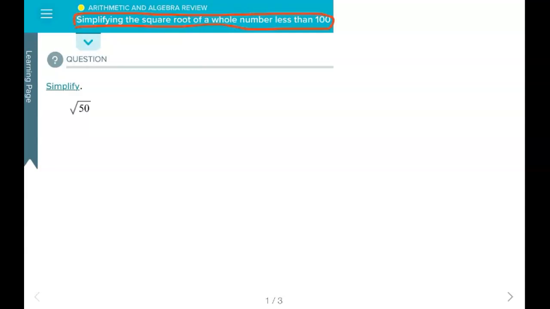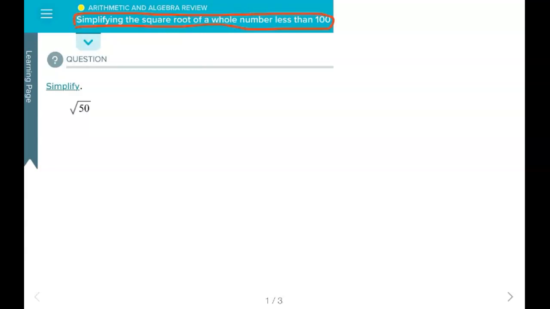All right, mathematicians, we are simplifying square roots today. The square root of 50. I'm going to show you two different methods, and you can choose whichever one makes more sense to you. And some of you may want to have both of these methods in your toolbox. We got the square root of 50.